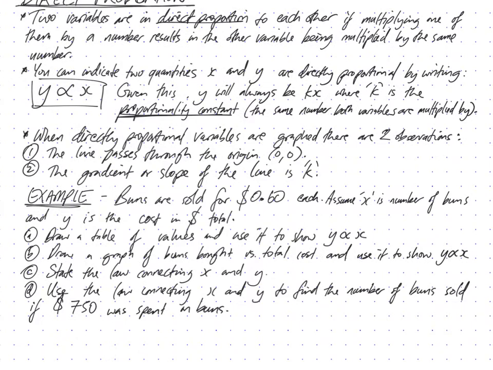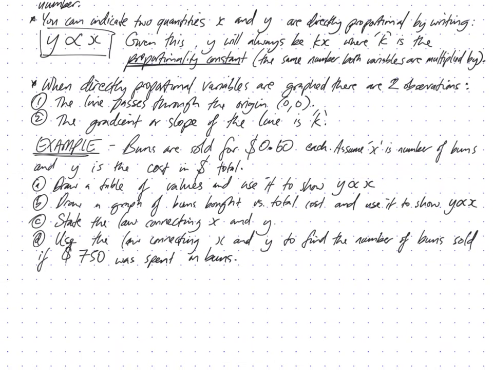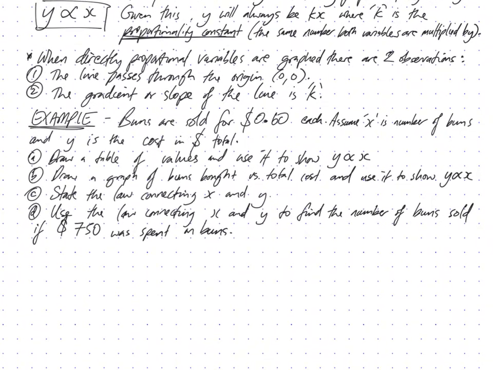Now, you can graph directly proportional variables on a set of x and y axes. And when you do that, you're going to observe two things. The line's going to pass through the origin, 0, 0, in the very corner in the bottom left. And the gradient or slope of the line is going to be whatever k, the proportionality constant, is.